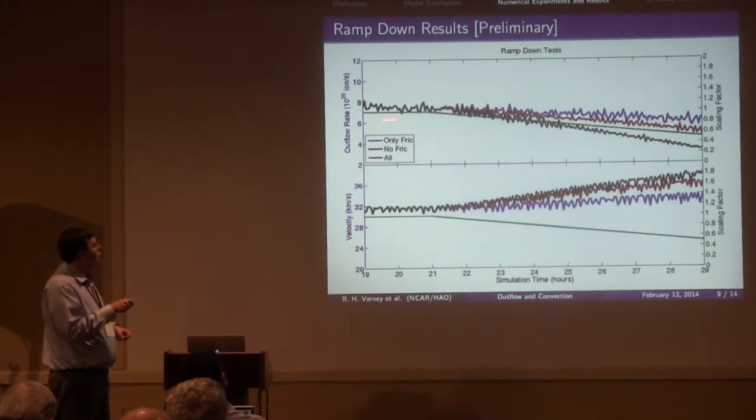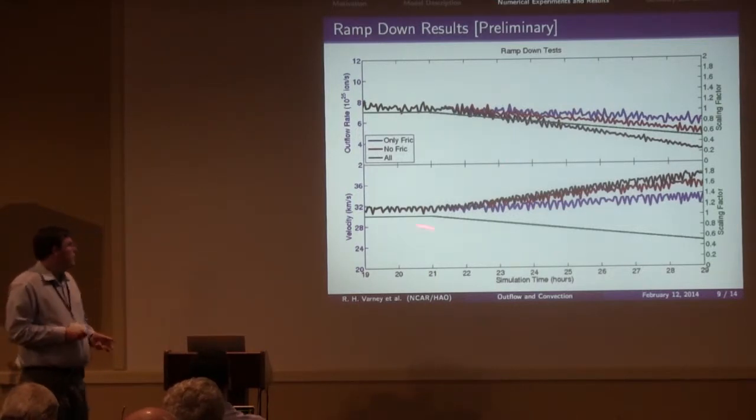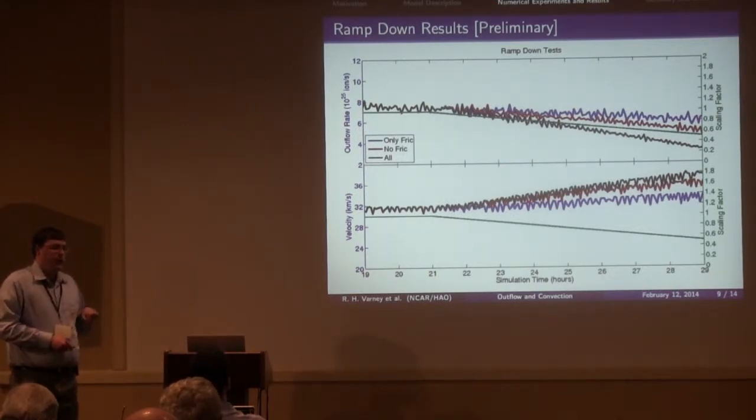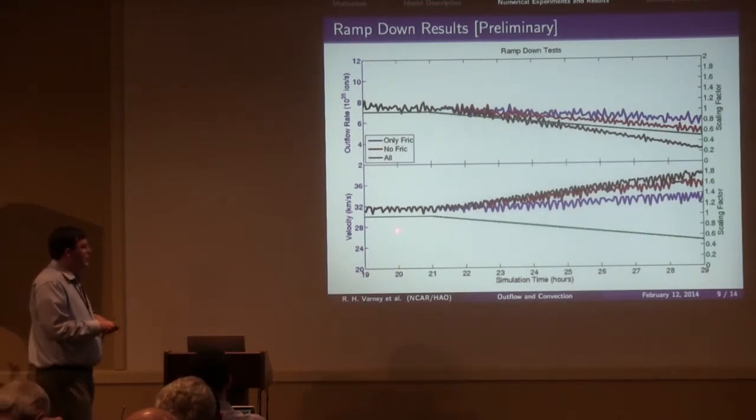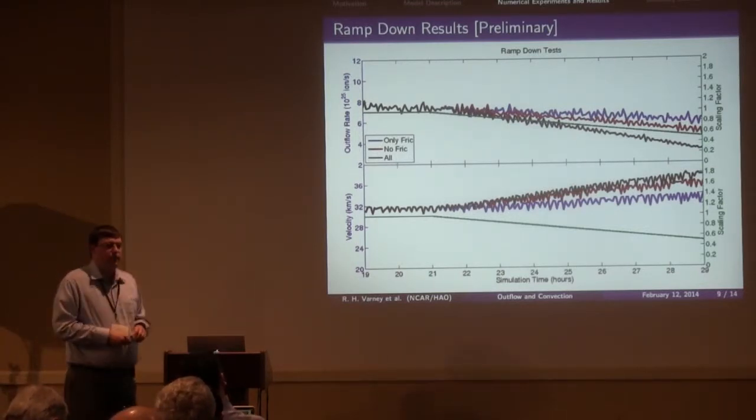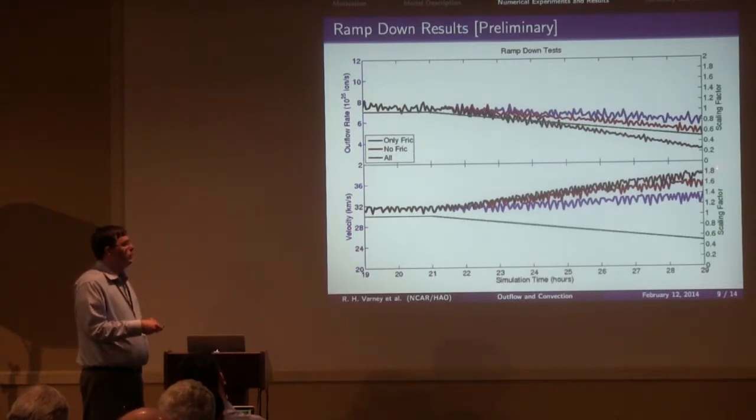But even though the outflow rate and the fluxes are going down, the velocities are actually going up. This is the velocity at the poleward edge of my heating region. And as I scale the convection down, these velocities are getting faster. And that's consistent with the dwell time effect.